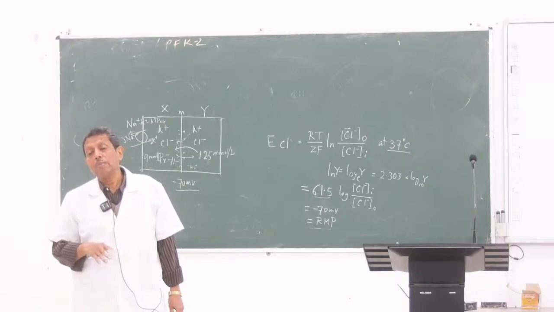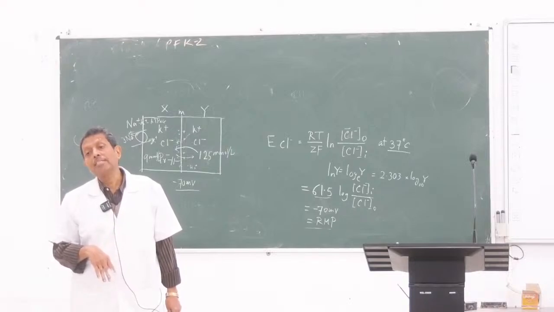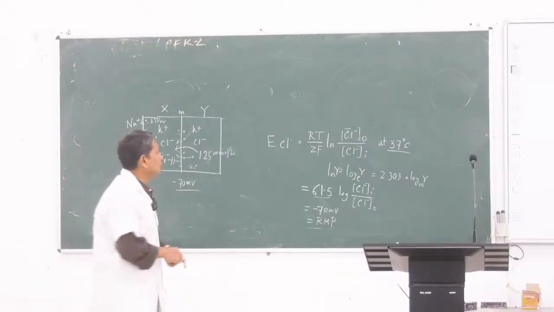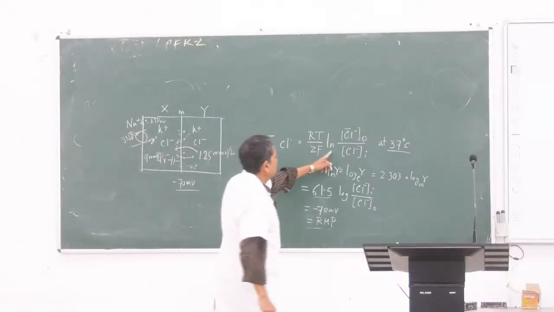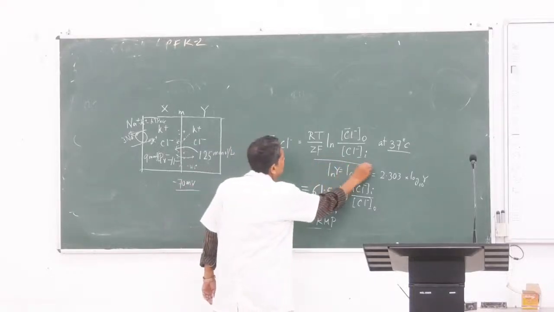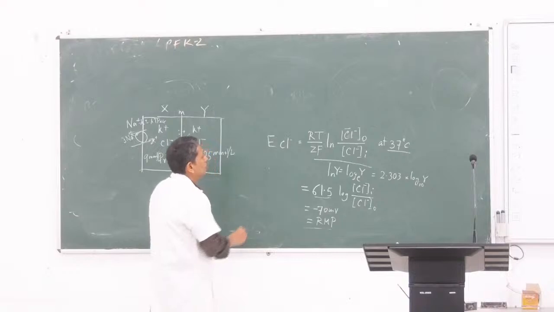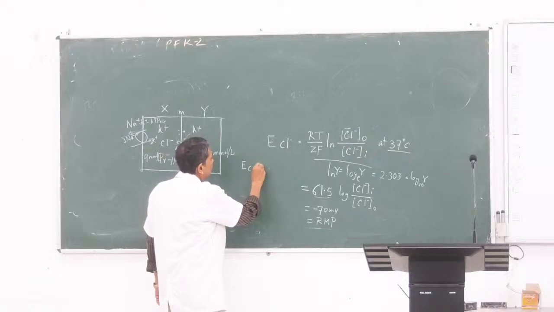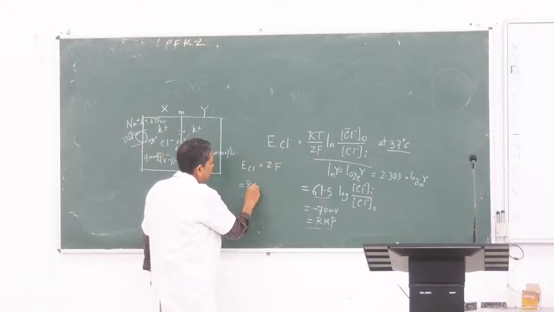And the total is called the electrochemical gradient of this ion. It is called mu x, where x is any ion in this case. So you can split this equation. Then this ECl into ZF is equal to RT.